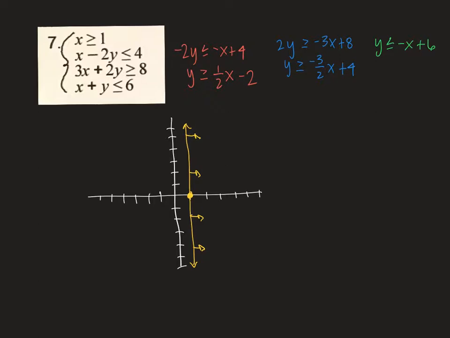My second inequality was the one that became y greater than or equal to 1/2 x minus 2. So I'm going to start down at negative 2, up 1 over 2. It's going to be a solid line because of the or equal to, and it's greater than or equal to, so I'm going to shade above that.